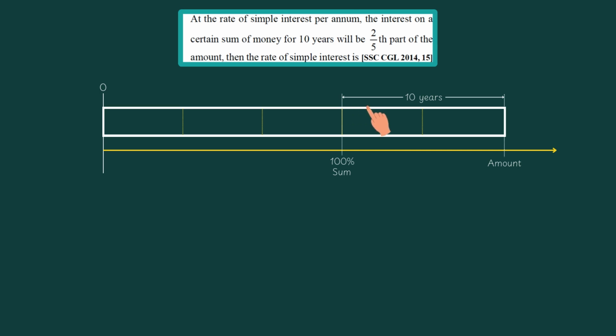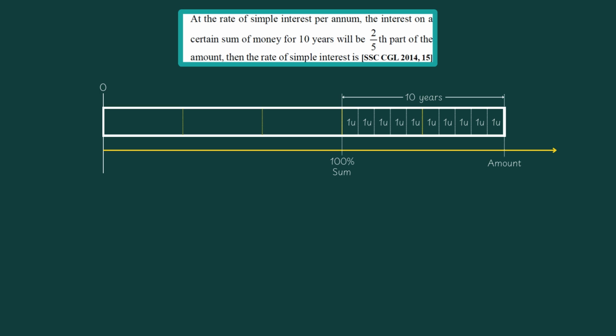Since we know that this interest is earned over 10 years, let's divide these 2 parts into 10 equal subparts. Each of these small sections represents the interest for 1 year. Label each subpart as 1 unit. Now comes the key step, finding the rate of interest per annum. Remember, the rate of simple interest is always calculated as a percentage of the principal. Now let's ask ourselves, how do we express each of these subparts in terms of percentage of the principal?